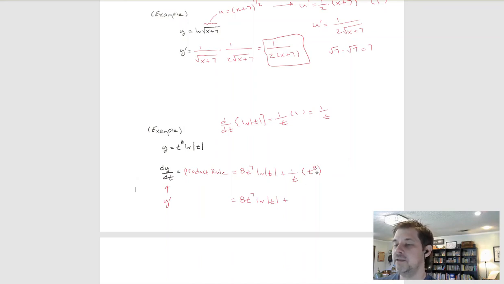And then what about t to the 8th over t? This is t to the 8th power divided by t. That'll be t to the 7th power. Okay, all right, got that. That reduces a little bit.